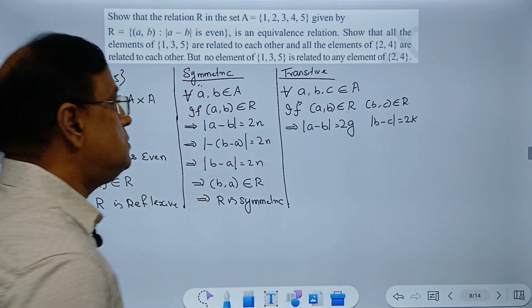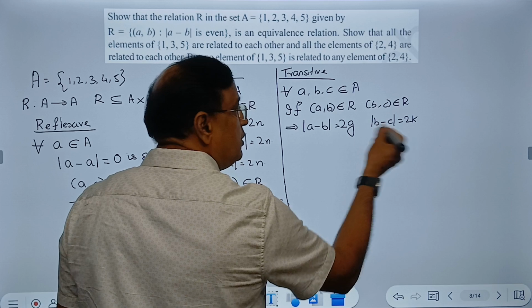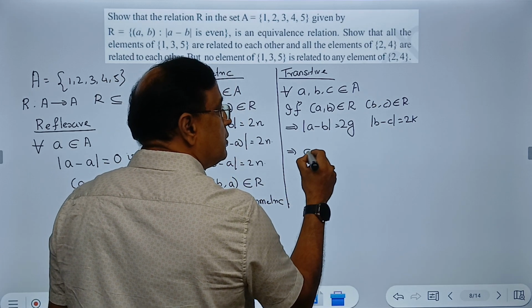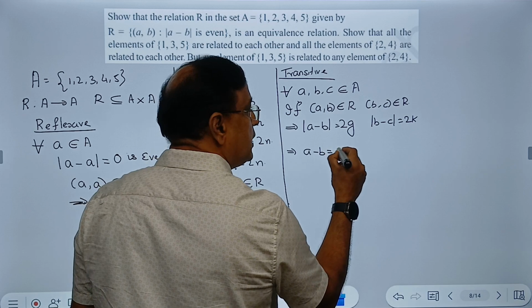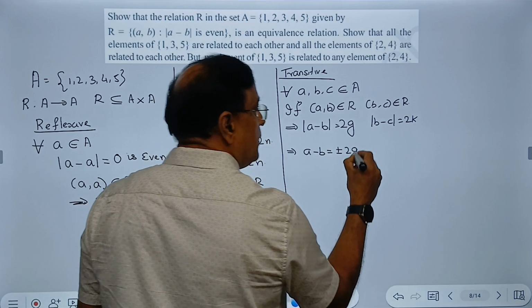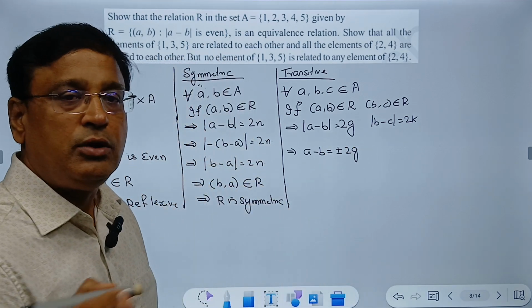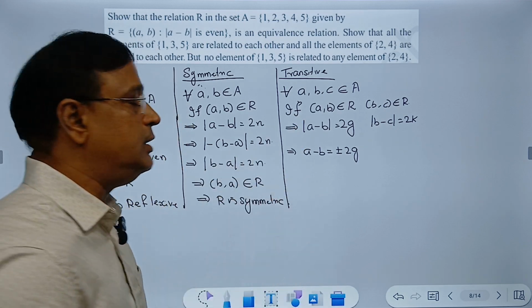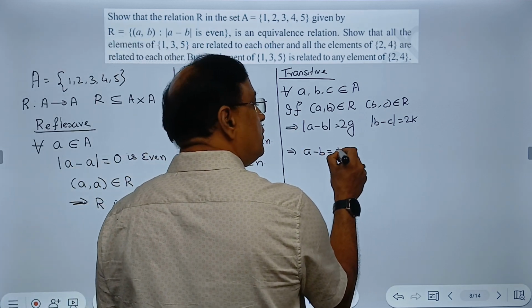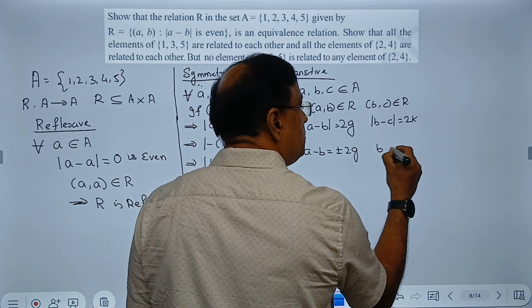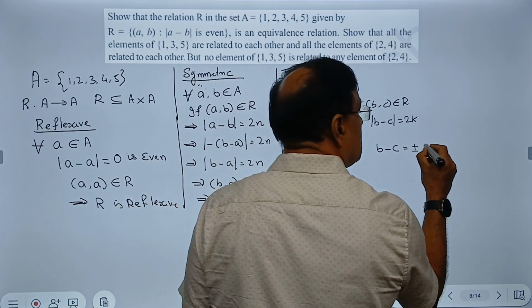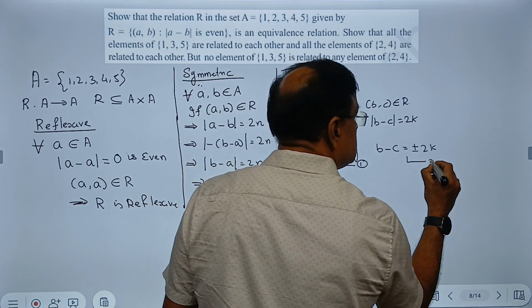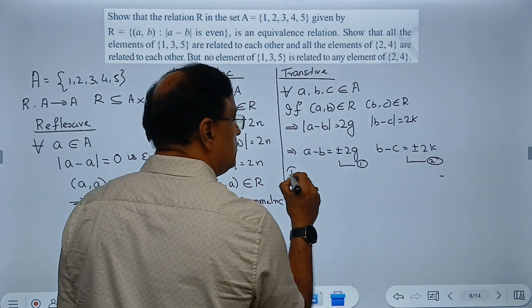Correct? So, as I said, we cannot add modulus directly and cancel B. So, I will just remove the modulus so that the term inside can be plus or minus 2G. You know, modulus of 2 is 2, modulus of minus 2 is 2. So, the term inside the modulus can be plus or minus. So, if you remove the modulus, you have to put plus or minus. So, what is B minus C? Plus or minus 2K. So, call this as 1 and take this as 2 and add 1 and 2.